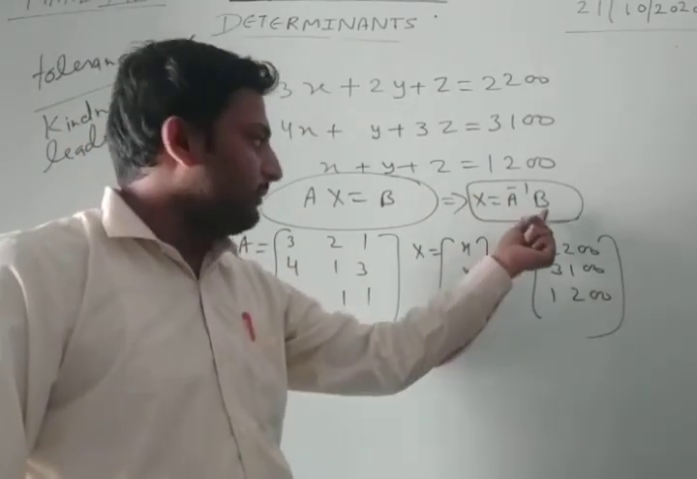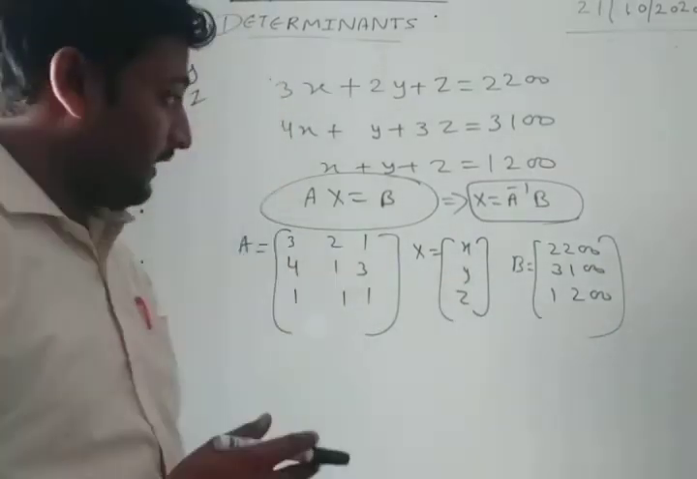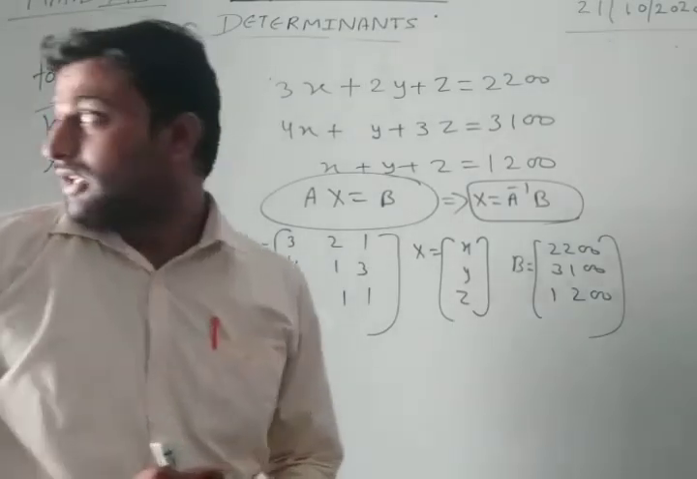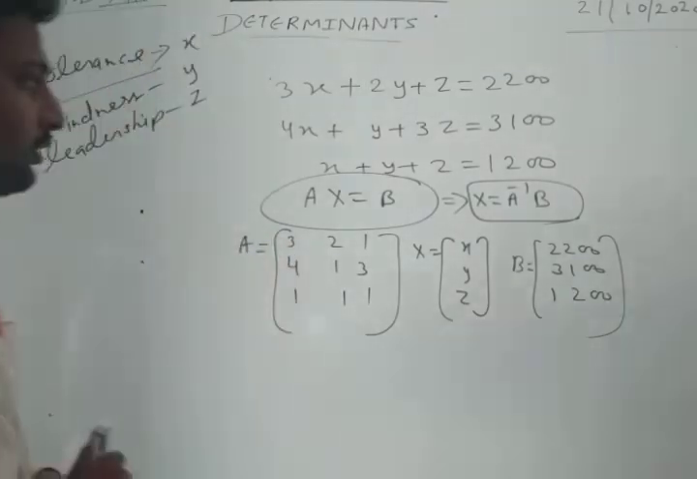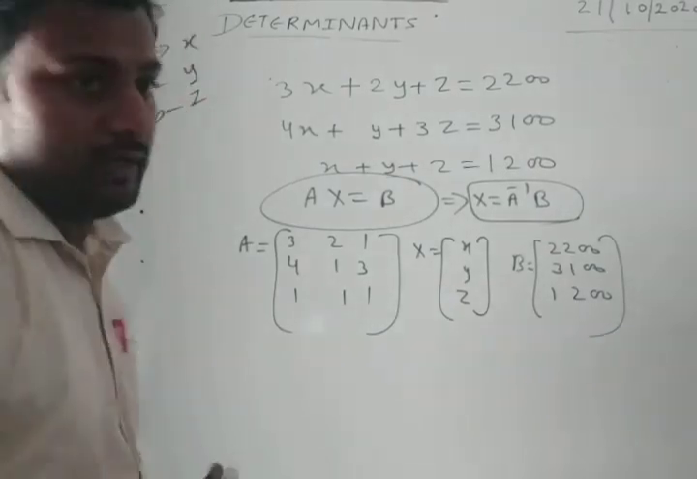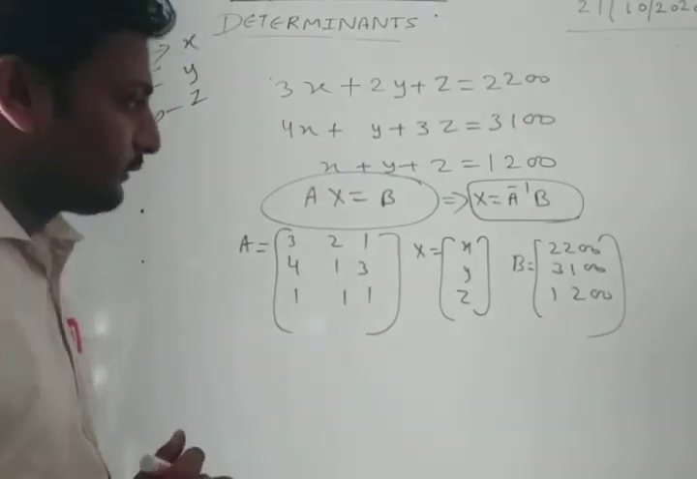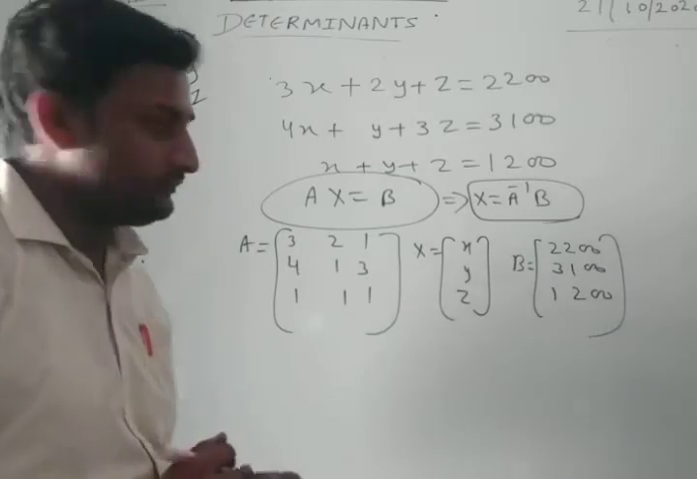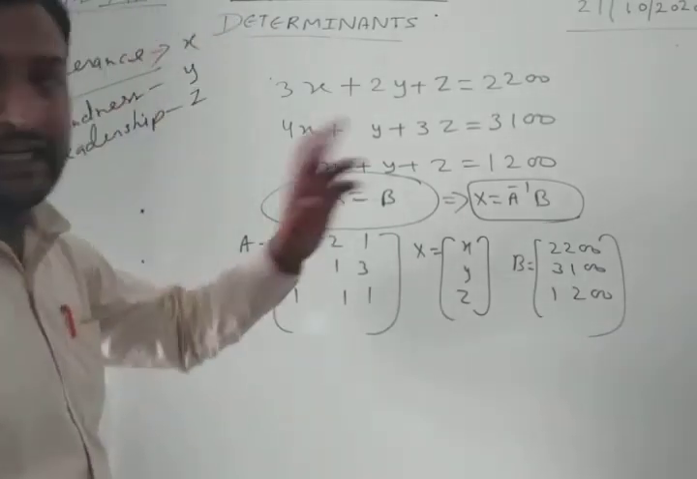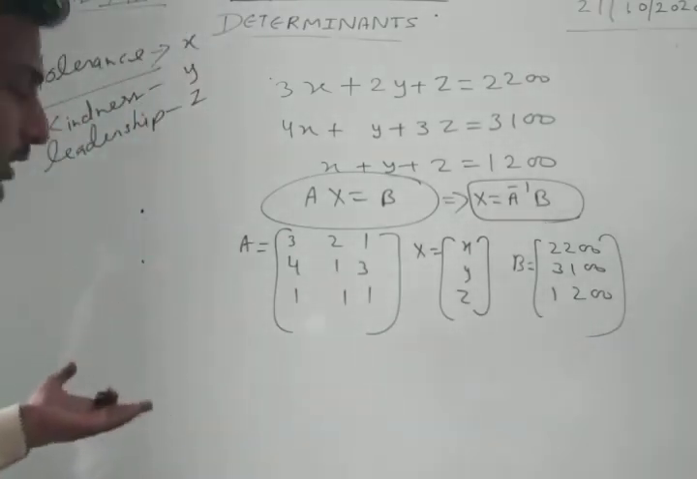Then we put the value of A inverse and b in this equation. For finding A inverse, we should calculate the adjoint of A. So how do we calculate the adjoint of A? We will calculate the cofactors, and after calculating the cofactors, we will take the transpose of the cofactor matrix and get A inverse. First we will check whether A inverse exists or not.